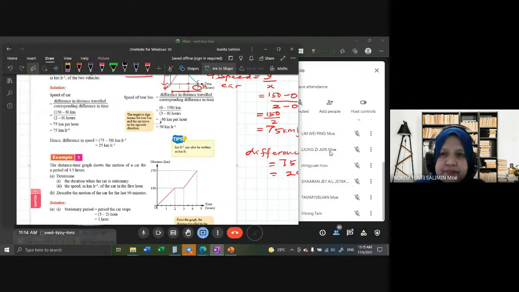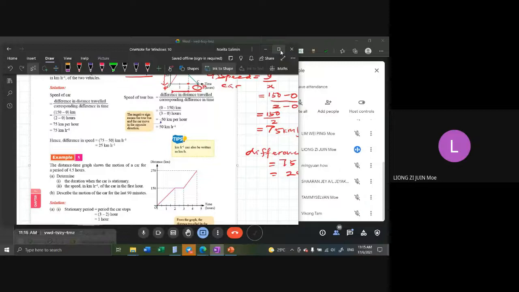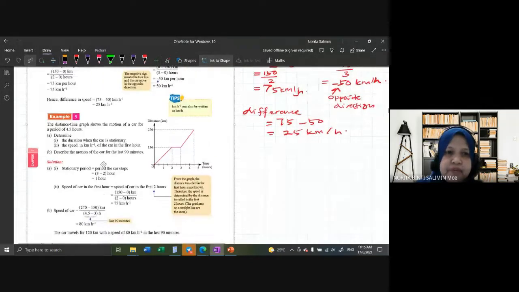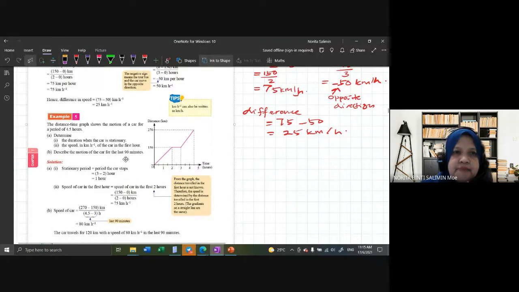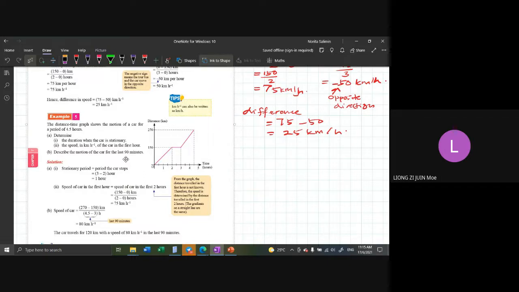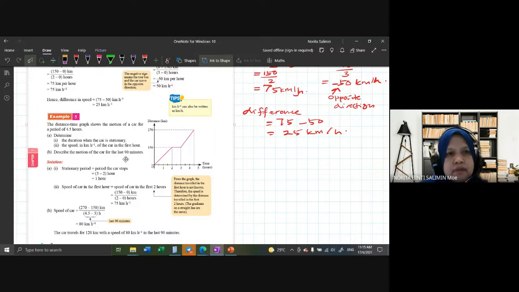Leong, are you there? Yeah. Okay, can you read example 5 for me? Example 5, page 188. Okay, can you read for me? The distance-time graph shows the motion of a car for a period of 4.5 hours. Then, what's the question?